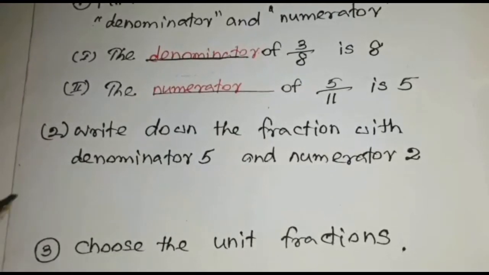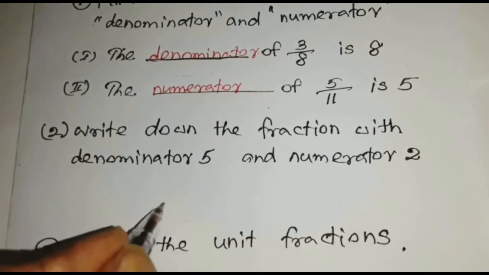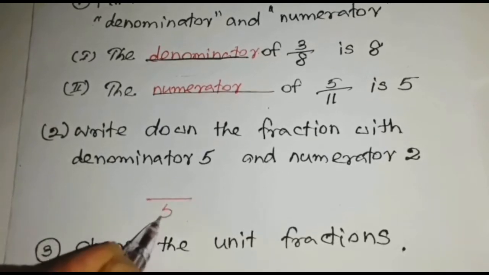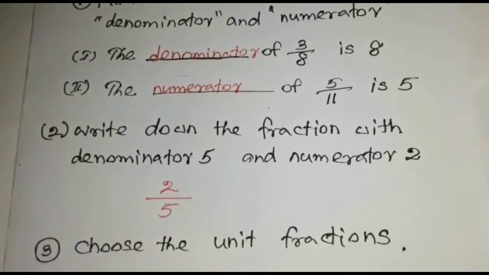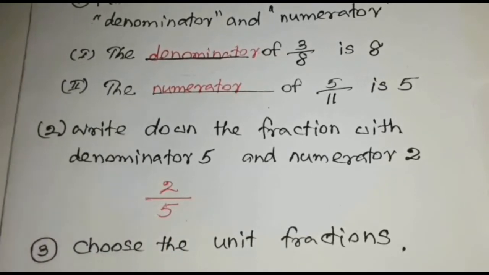Second question, write down the fractions with denominator 5 and numerator 2. We have to write the fraction denominator 5, numerator 2. Answer is 2 over 5.